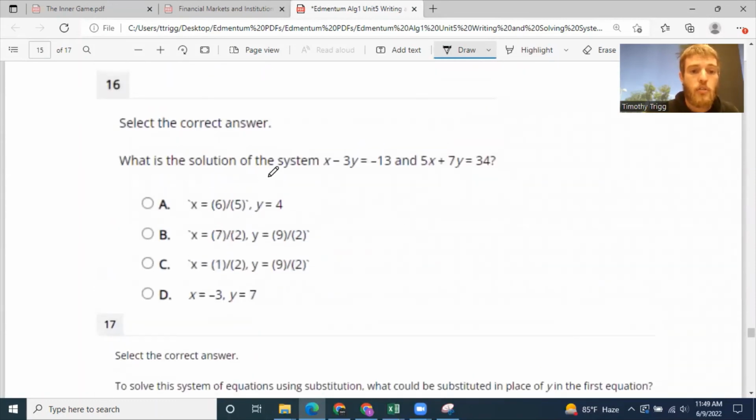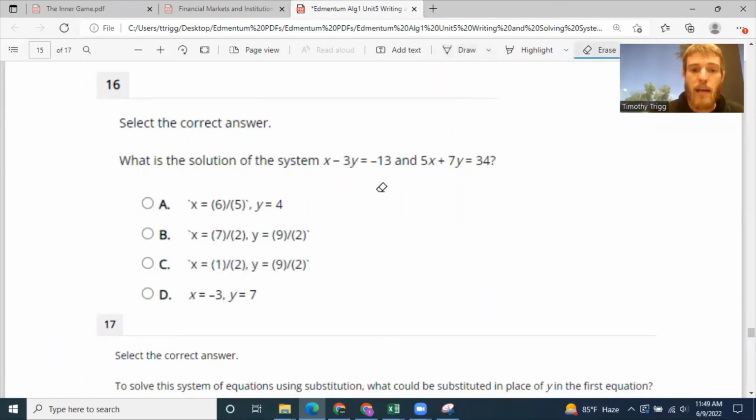What is the solution to the system x minus 3y equals negative 13 and 5x plus 7y equals 34? Again, you could graph them and see where they cross, but a lot of these values are fractions, which is kind of a pain. So we're going to use substitution here. x minus 3y equals negative 13. I'm going to solve for x in this first equation.